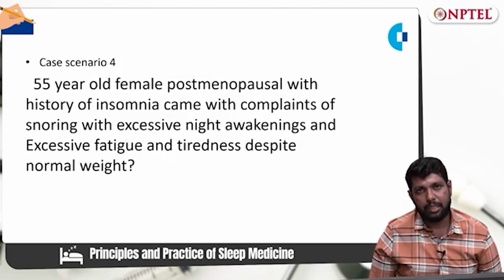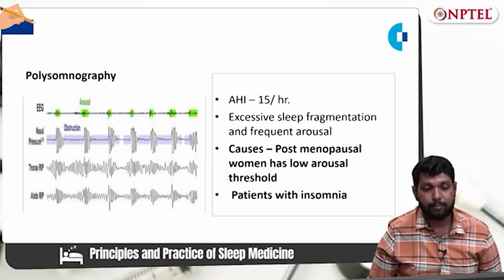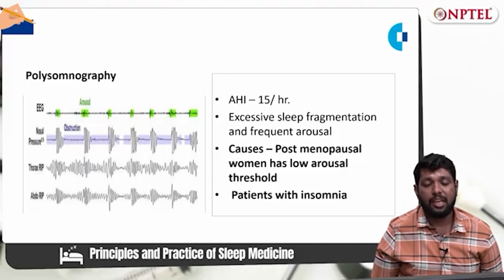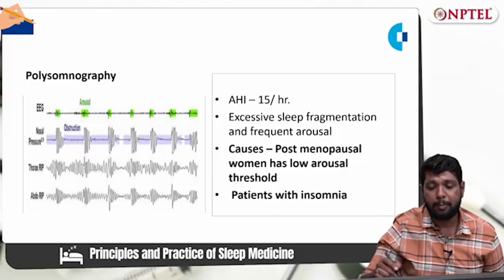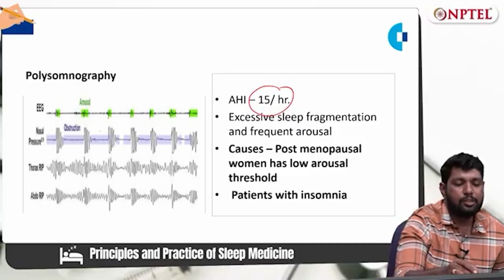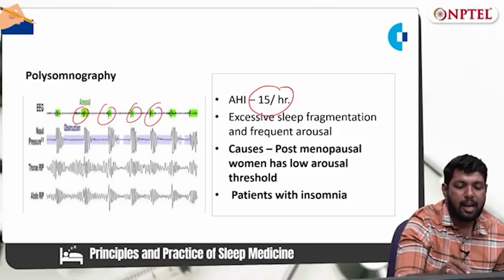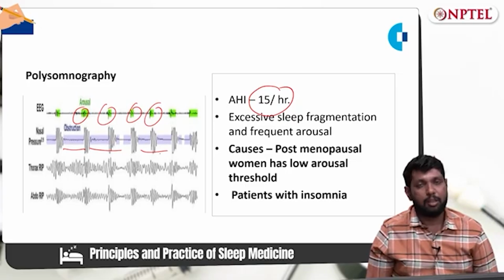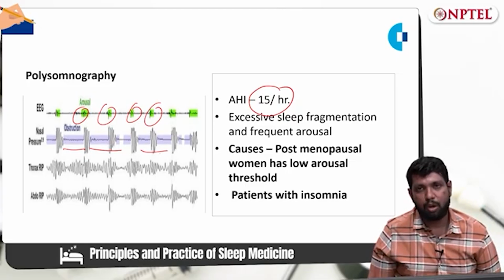A 55-year-old postmenopausal woman with a history of insomnia for the past 10 years came with complaints of snoring with excessive night awakenings and excessive fatigue and tiredness despite a normal BMI. We performed a polysomnography in which the patient had obstructive sleep apnea with an AHI of 15 per hour. We could see the patient has frequent arousal and frequent obstruction. So the postmenopausal lady has a low arousal threshold, and a patient with insomnia will also have frequent sleep fragmentation.